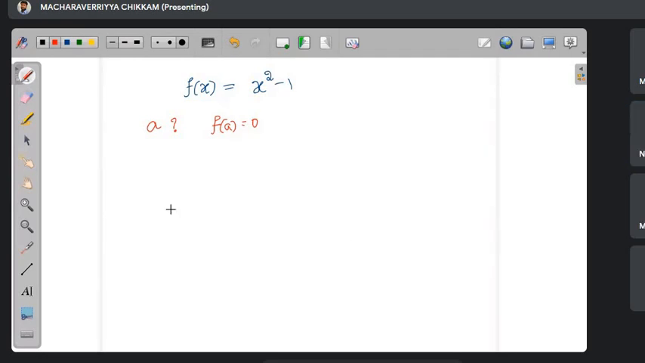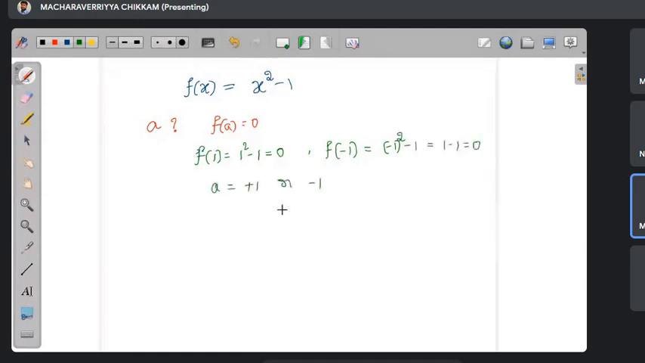Plus or minus 1. Yeah. So here you can see that if I take f of 1, this is 1 square minus 1, and it is giving us 0. And f of minus 1, which is nothing but minus 1 whole square minus 1, is 1 minus 1, so it is giving us 0. So the answer here is a equal to either plus 1 or minus 1. It means there are 2 points where it is getting 0. So by looking at this equation, you're able to tell directly.